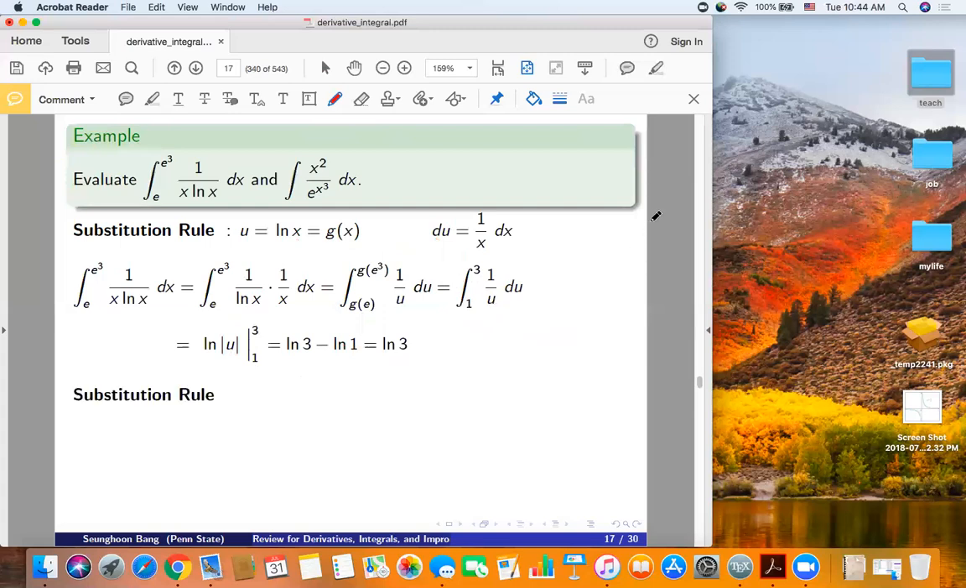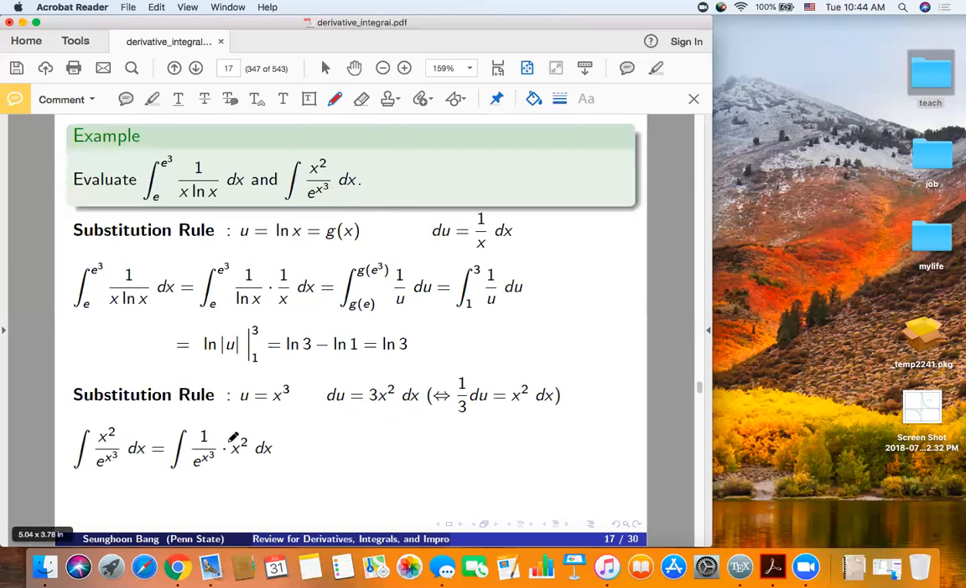The next one. Here, same, u substitution. u is this one, x cubed. du is 3x squared dx, divided by 3. The 1/3 du is x squared dx, right? Divided by 3, like this. So we have it.